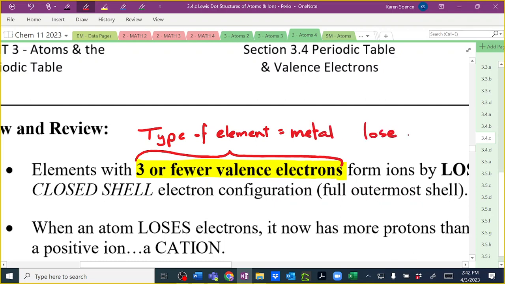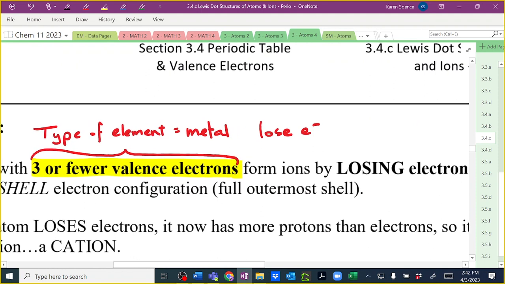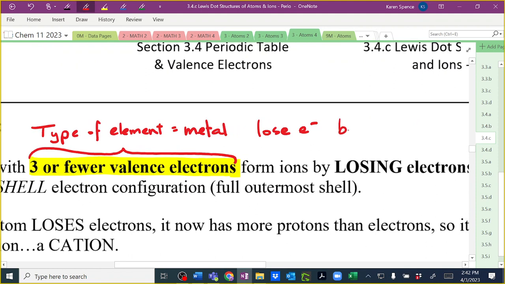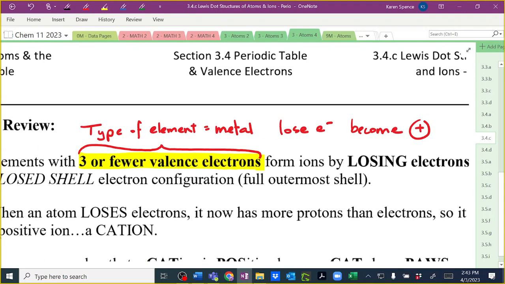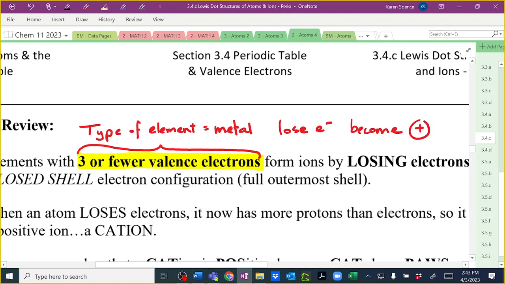And if they lose electrons, what charge do they become? Do they become positive or negative? They become positive, okay? So that's our cation. So metals are going to become cations because they have a small number of valence electrons. And hopefully you already knew that because we've done that in the Bohr model and things like that.